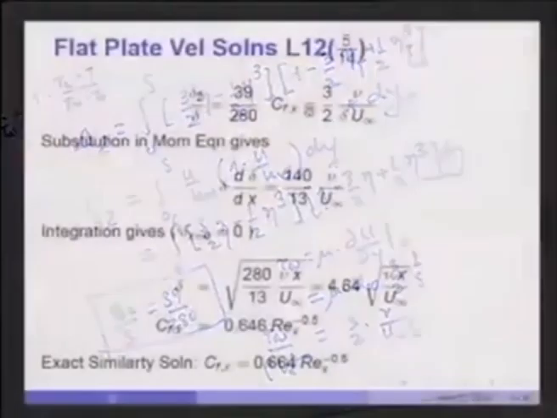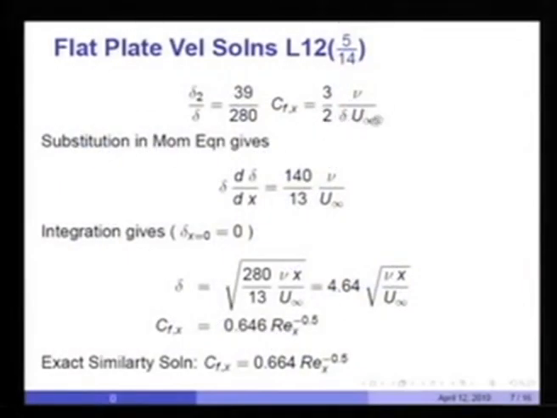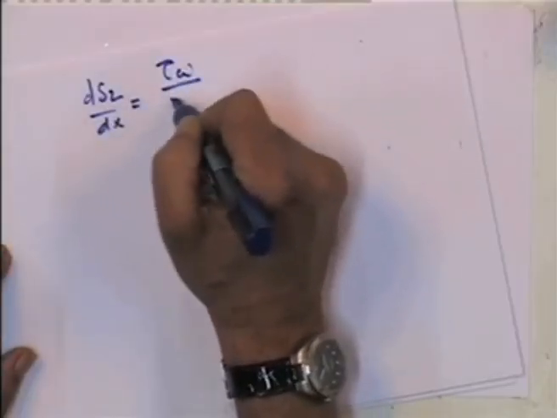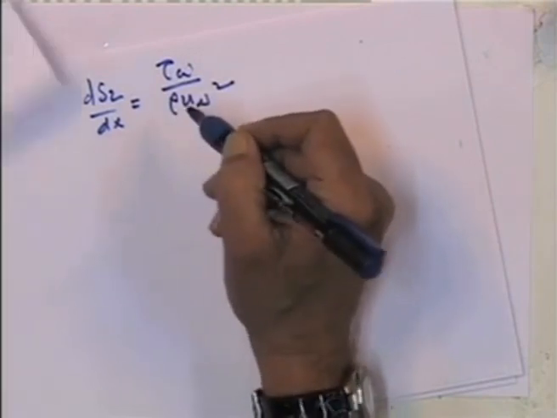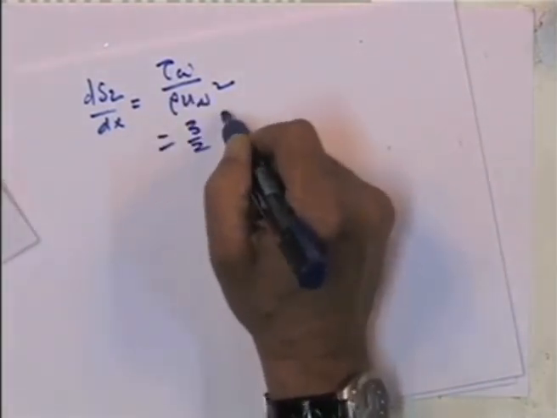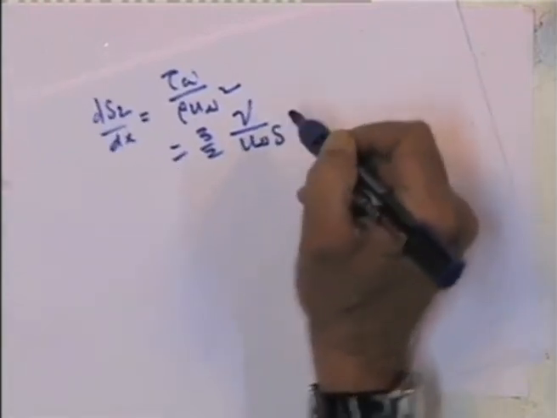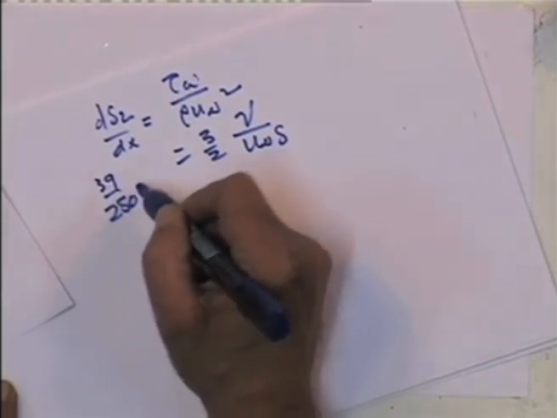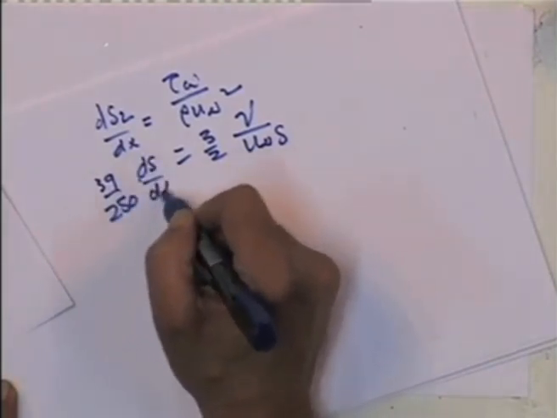That is what CFX would be, and that is what I have shown here. Now, if I substitute this solution, delta 2 equal to 39 by 280 delta, into the momentum equation, which is d delta 2 by dx equal to tau over rho u infinity squared, which we showed just now is equal to 3 by 2 nu over u infinity delta, and delta 2 we said is 39 by 280 into d delta by dx.